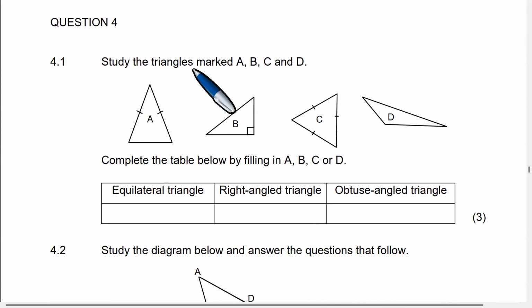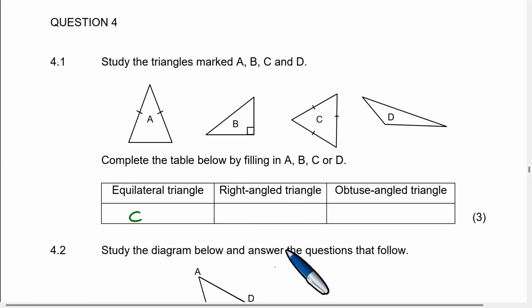Question 4, the triangles marked A, B, C, D. Complete the table below by filling in A, B, C, D. Equilateral triangle, right angle triangle, obtuse angled triangle. Which one is the equilateral triangle? You need to put the letter here. Is it A, B, C, or D? Is it C? C is equilateral because all the sides are equal.